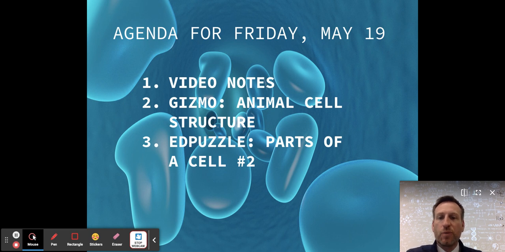Next, you began working on the gizmo yesterday. The sheet should be in your binder. You are working on completing that. I still have up on the board over to the side of me what you should be doing on the gizmo, and I went through those directions with you yesterday. So you're following that, and you should be able to get that done in class today.